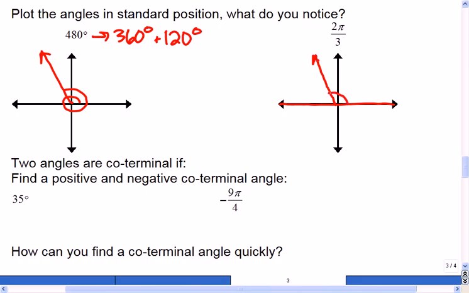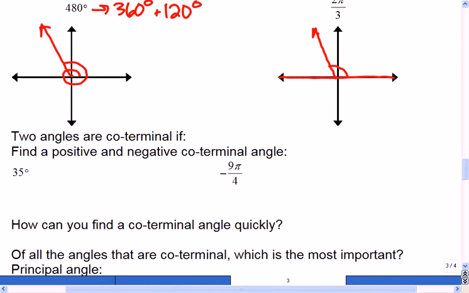Okay, so what do you notice about these two angles? So, what did you say, DJ? Somebody's taught you this before, huh? Yeah, they are what we call coterminal. But what I want you to notice is they're the same angle. Different numbers, same position. Okay, so what we call two angles are coterminal if the terminal arm is in the same position.